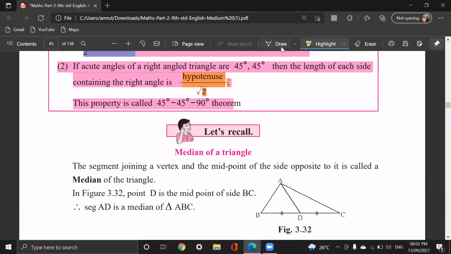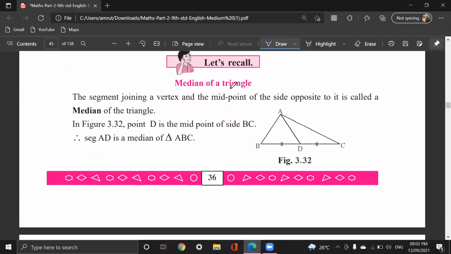Now let us move towards a different topic, which is the median of the triangle. You all are already familiar with this term. You all have studied it in standard 8 also, so let us quickly revise. What is a median of a triangle? The segment joining a vertex and the midpoint of the side opposite to it is called a median of the triangle. Now let us understand through this figure.